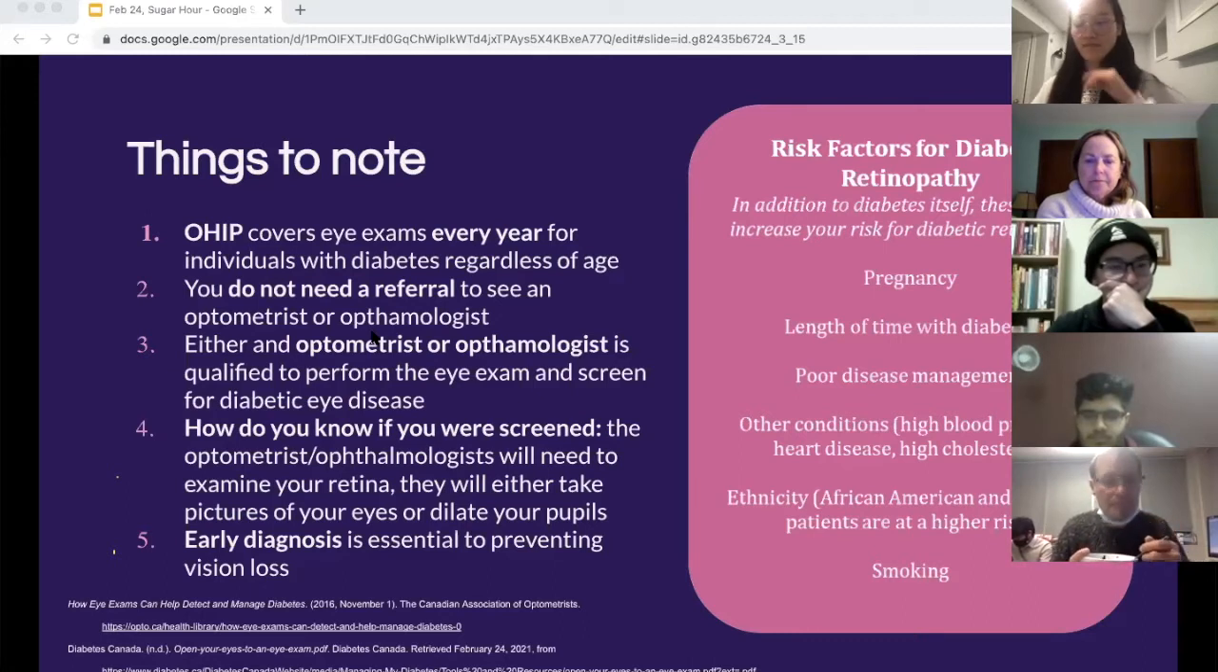And like I mentioned, how do you know if you were screened? Just think back to what happened at your eye exam. And even when you go to an eye exam, make sure that during your yearly checkups, they're not just looking at whether there've been changes in your vision in terms of power, but also taking a look at the retina with those images or imaging techniques. Early diagnosis is essential to preventing vision loss, so don't skip your eye screenings.